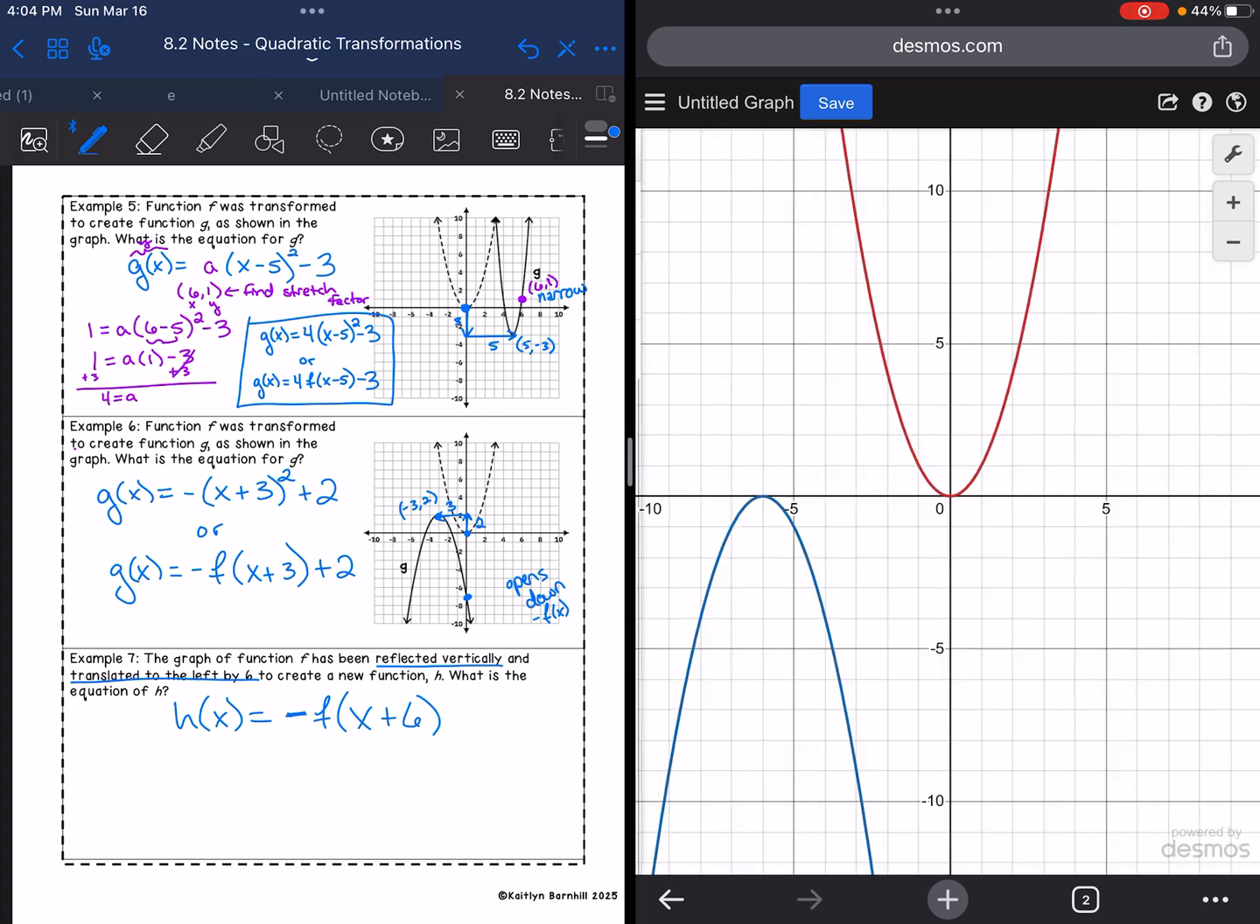All right, and we're going to see if this did what it was supposed to. So we can see it reflected vertically compared to the red. It's flipped over. And it has shifted over to the left to negative 6. So this is the correct function. So we are done with that one. So make sure when we're going through these, use Desmos to help you. It will help you make sure that you're writing your rules correctly.